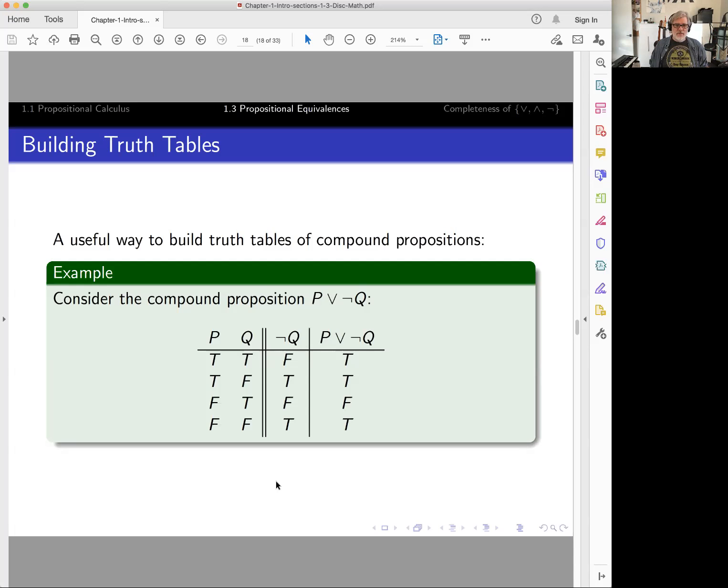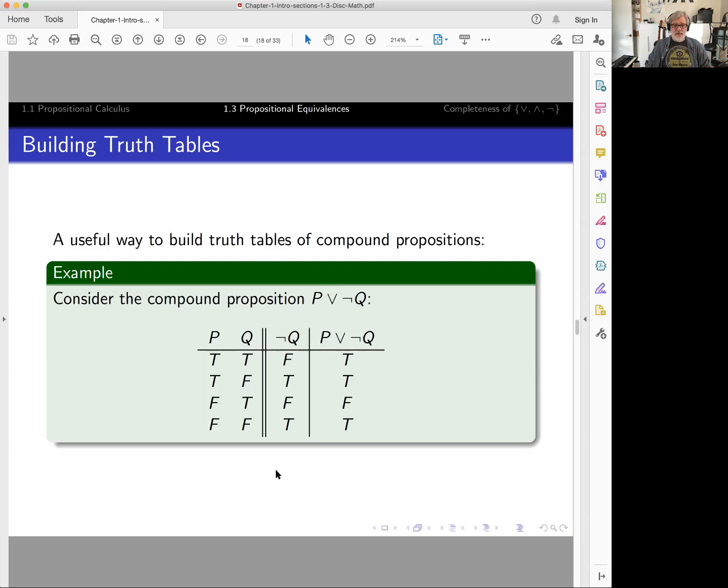So how do we build these truth tables, let's say by hand? One useful way is to build smaller parts first. For example, if I have the compound proposition P or not Q, first of all, you notice that there are two variables. If there are two variables, there are 4 rows to that truth table, because I have 2 values possible for P, 2 values possible for Q. Again, combinations, that's 4, okay?